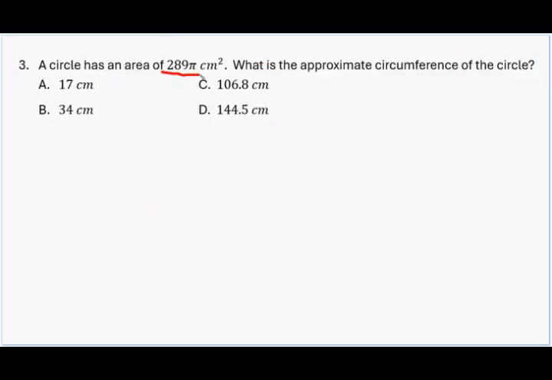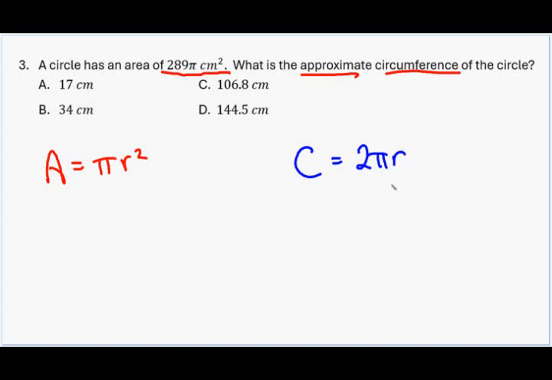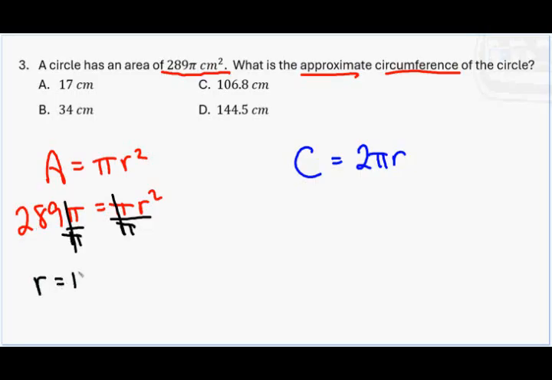A circle has area 289 pi centimeters squared. What is the approximate circumference? So let's be careful. We're going to have to use area equals pi r squared to find the radius. That radius is going to go into circumference equals 2 pi r. So back over here, we know our area is 289 pi, and that's equal to pi r squared. So immediately, we can divide out the pi. So r squared equals 289. And we would take the square root of that. R is equal to 17.